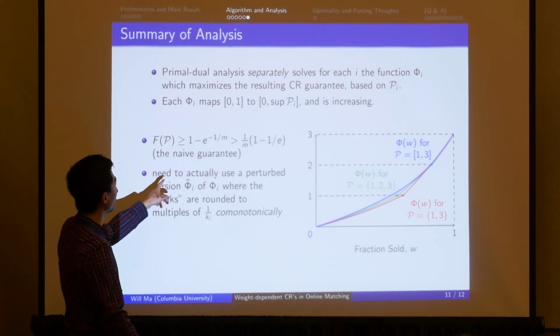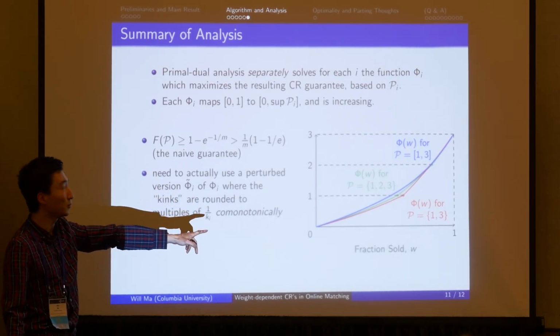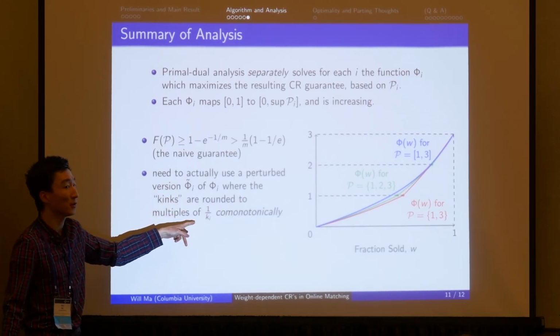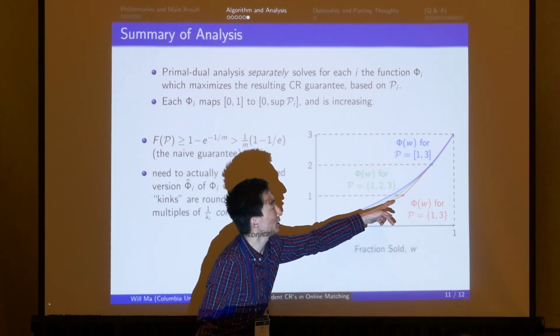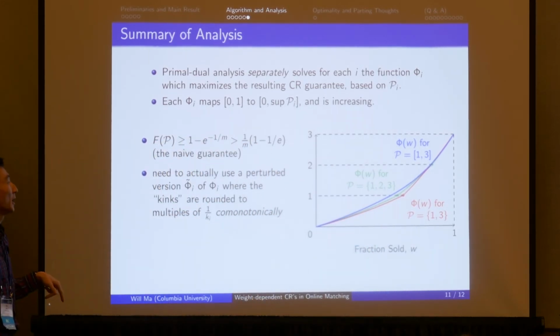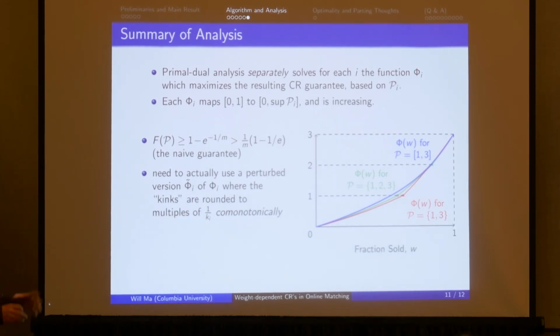The other thing I wanted to say is that technically, the curve we have to use is not exactly the curve I just showed you. It's a rounded version of this curve where the kinks in the discrete prices have to be rounded to multiples of 1 over ki. We do the rounding co-monotonically and show that this is the only way to get the rounding to work.